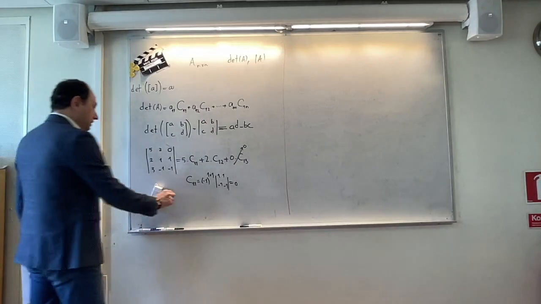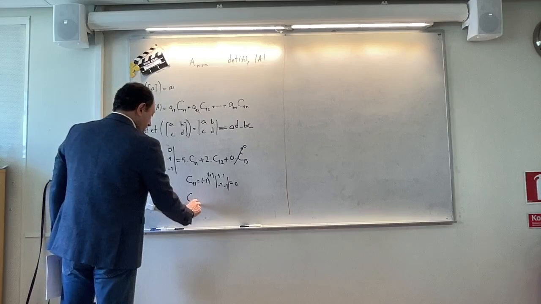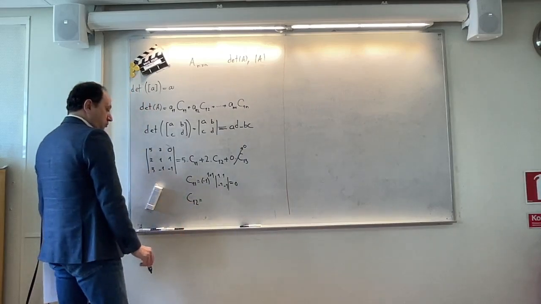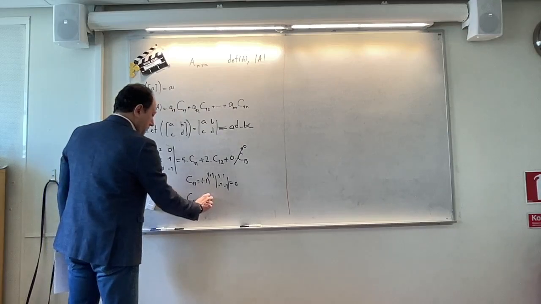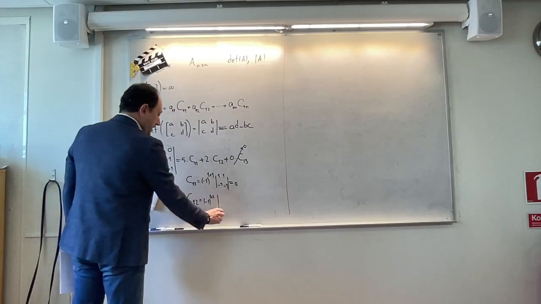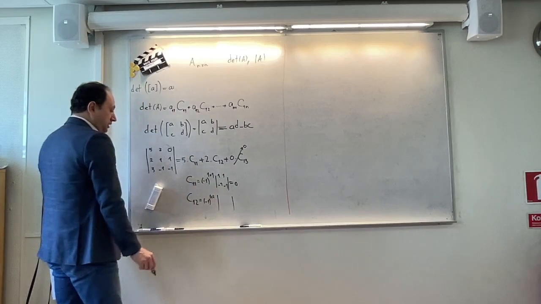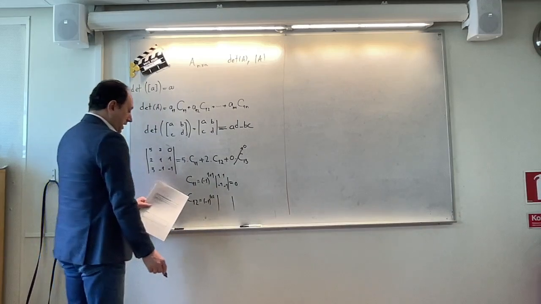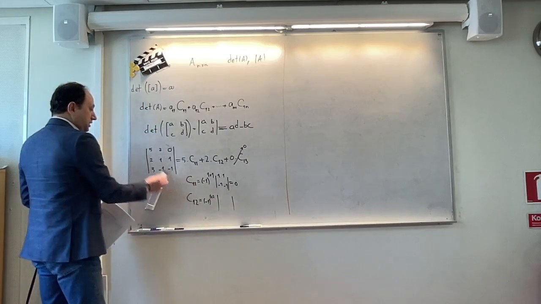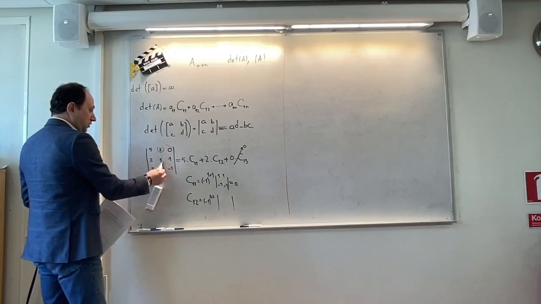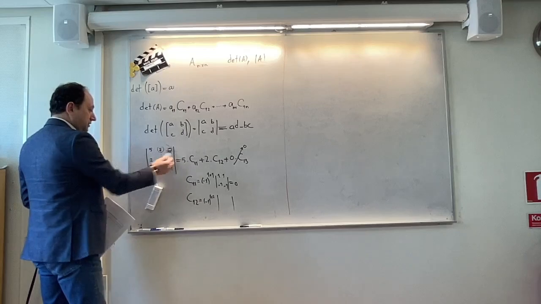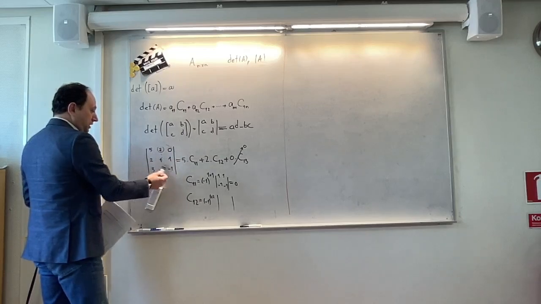And I also calculate C12. I write minus 1 to the power of 1 plus 2, and then a 2 by 2 determinant. How can I get it? I go to entry number 1, 2, which is this number, and then I eliminate the column and the row containing that. Then I have 2, 1, 3, minus 1.